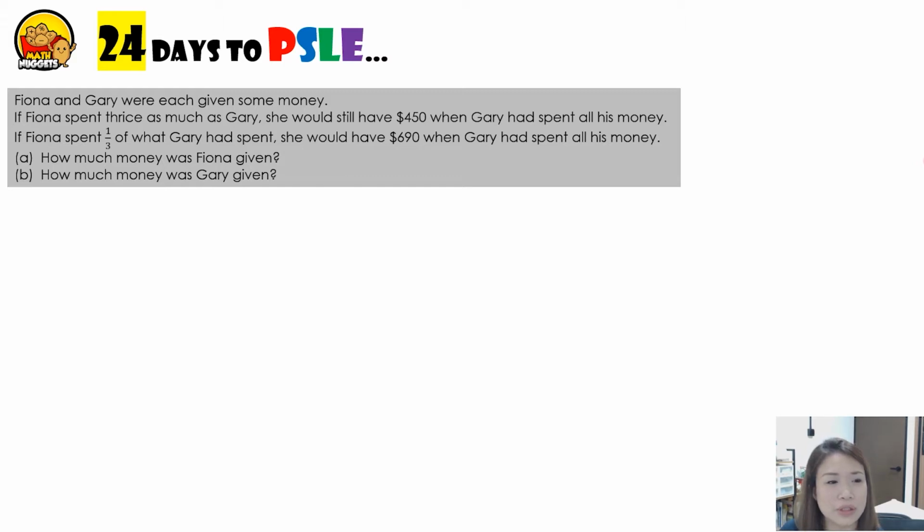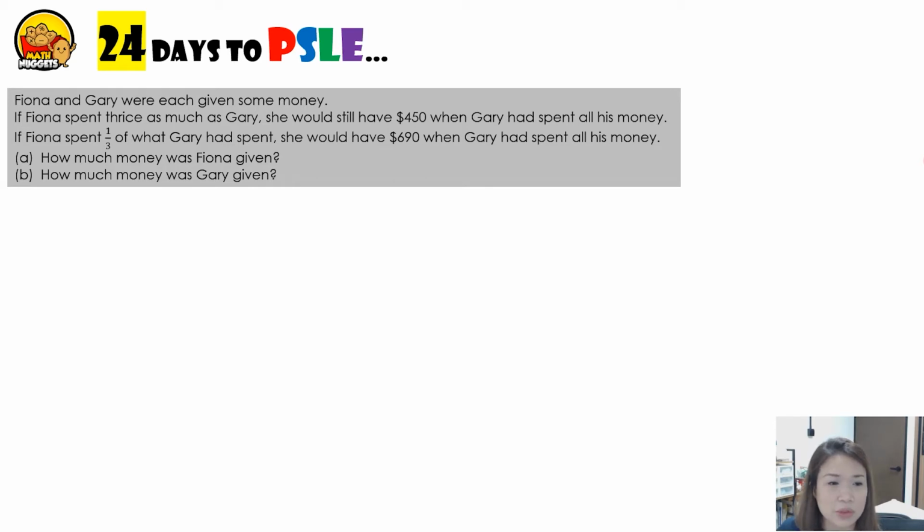Let's read today's question. Fiona and Gary were each given some money. If Fiona spent thrice as much as Gary, she would still have $450 when Gary had spent all his money. If Fiona spent 1/3 of what Gary had spent, she would have $690 when Gary had spent all his money. We need to find out Fiona's money as well as Gary's money.